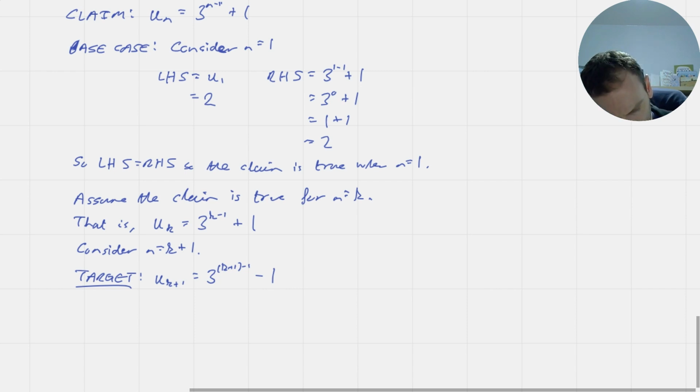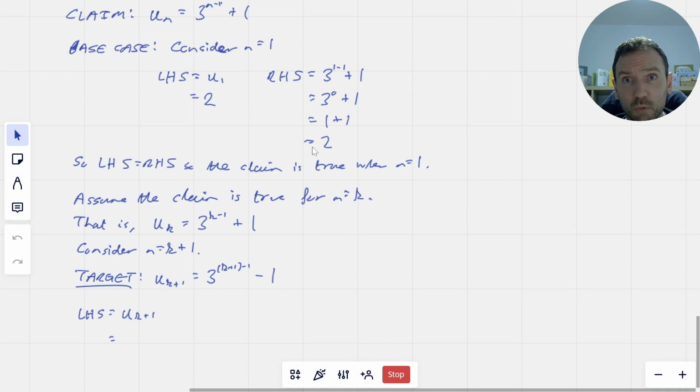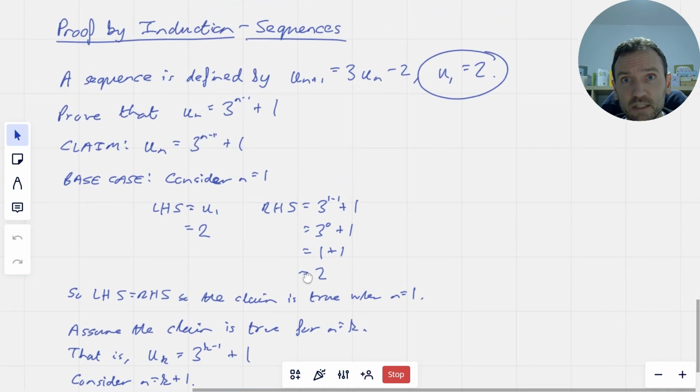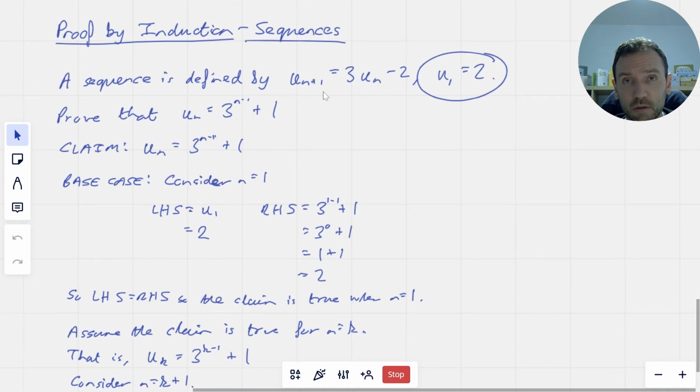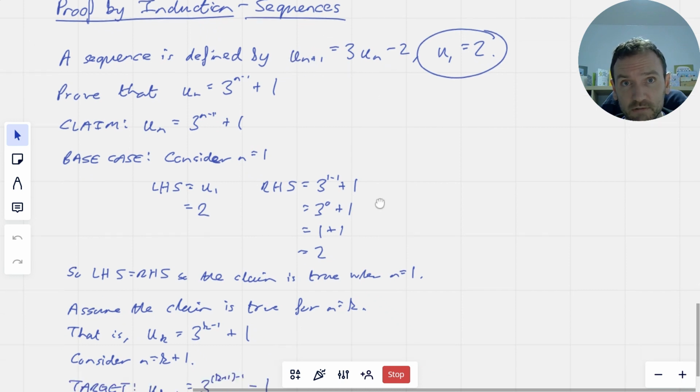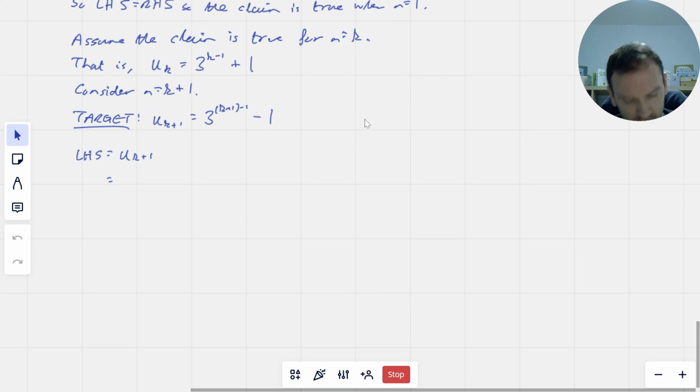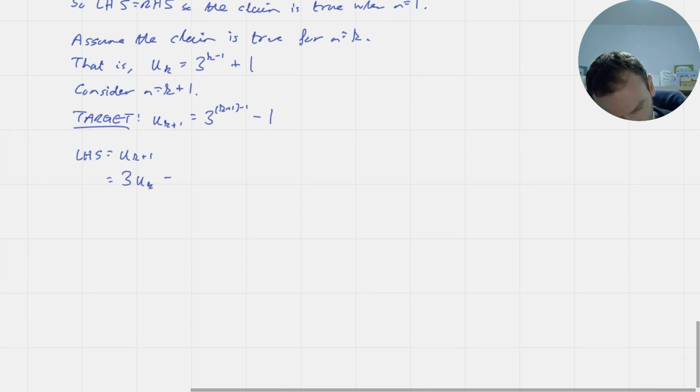So let's start with the left-hand side there. The left-hand side of our target is u_{k+1}. Now, what do we know about that? The target's saying what we're hoping to prove, but what we know is what was given up here in the way the sequence is defined. If u_{n+1} is 3u_n minus 2, then u_{k+1} is 3u_k subtract 2. We know that for absolute definite.